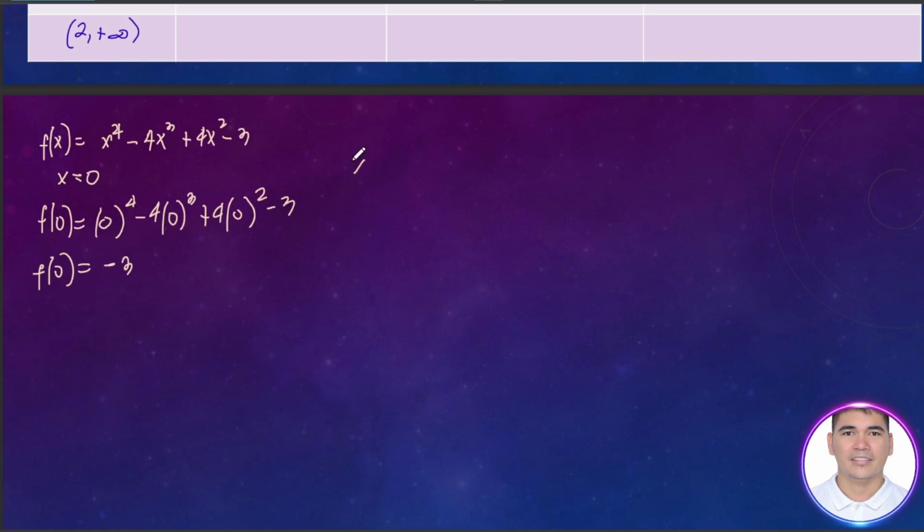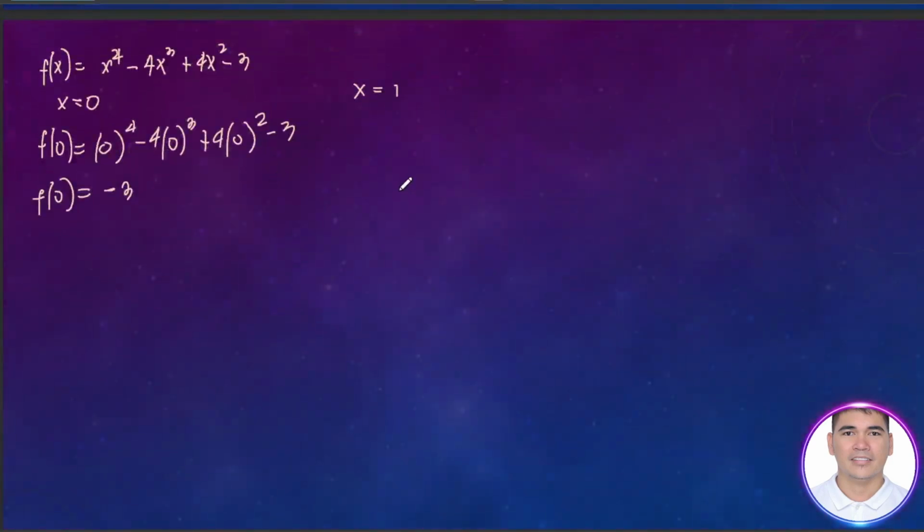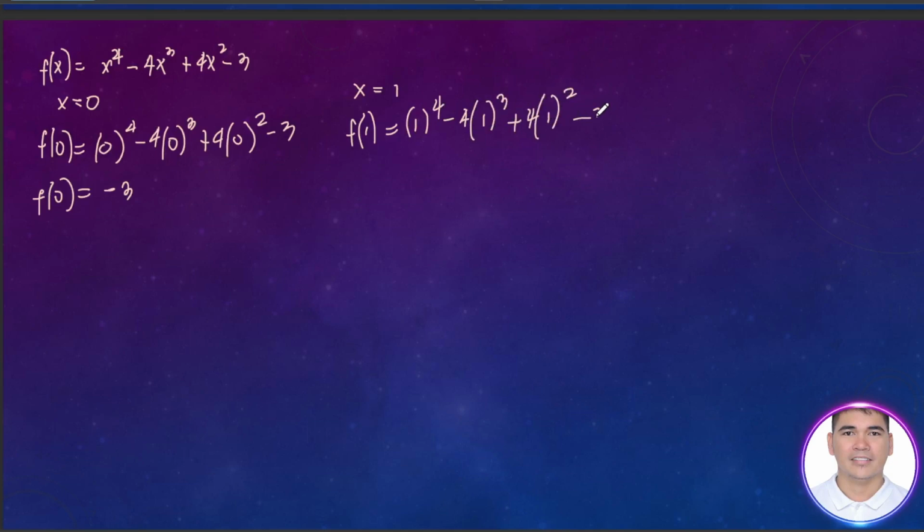Next is x is equal to 1. So f of 1 is equal to 1 to the 4th power minus 4 times 1 to the 3rd power plus 4 times 1 to the 2nd power minus 3. We get 1 minus 4 plus 4 minus 3. So the answer is negative 2.